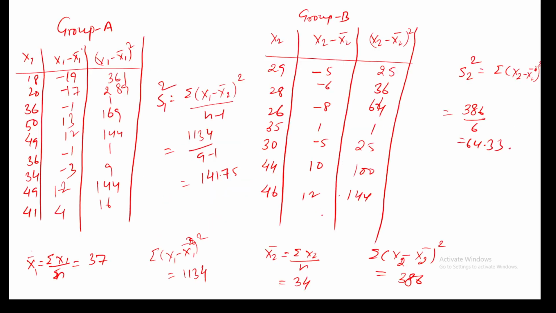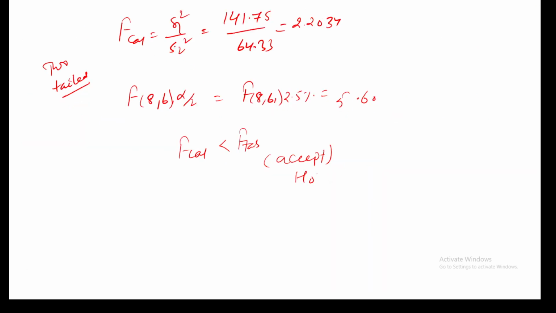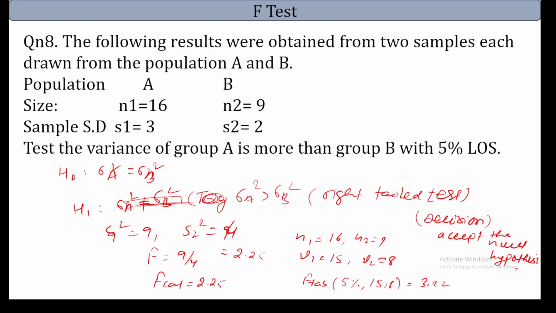It's a two-tailed test. Now we'll calculate for group A the S1 square, then the S2 square. Now we calculate the F calculated, S1 square by S2 square. You will get 2.2. Then we have n1 minus 1 and n2 minus 1, with alpha by 2 for the two-tailed test. So you will get 5.6. Again you have to either accept or reject the null hypothesis. Then here it's directly given.